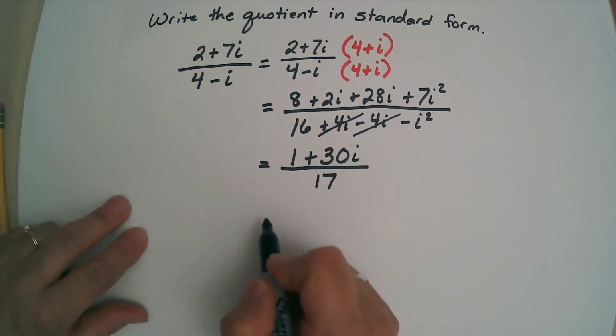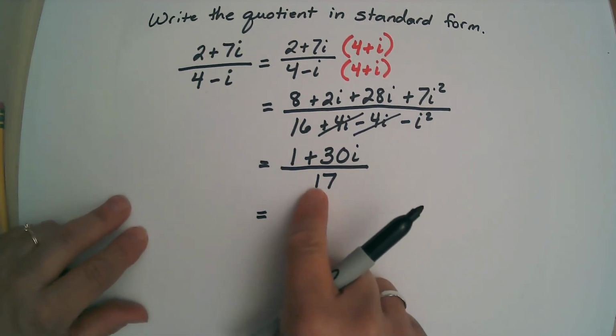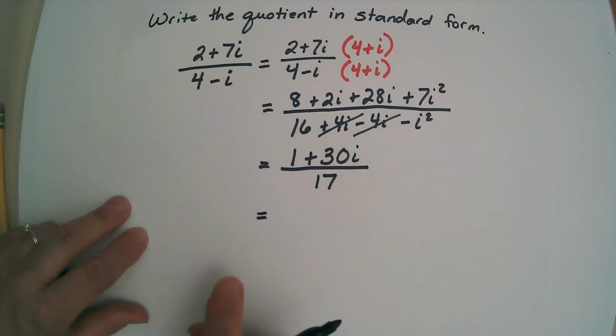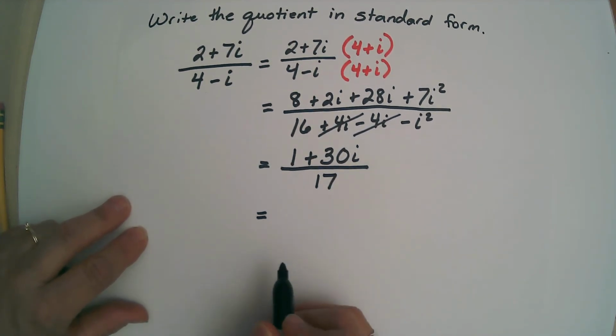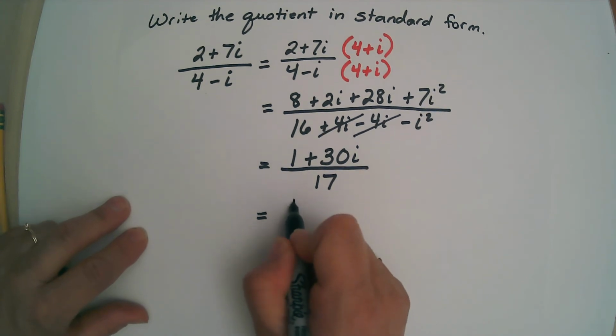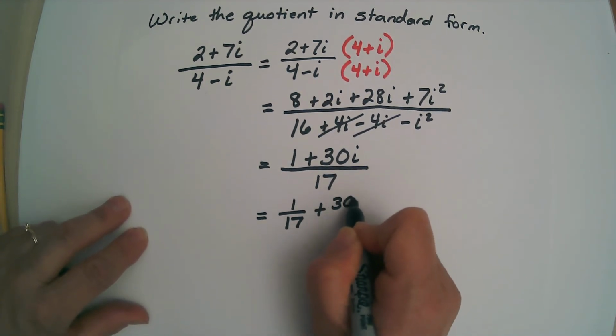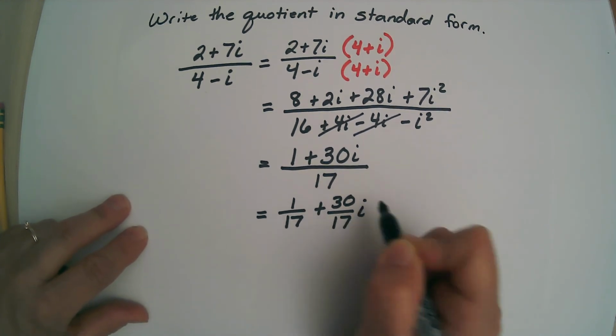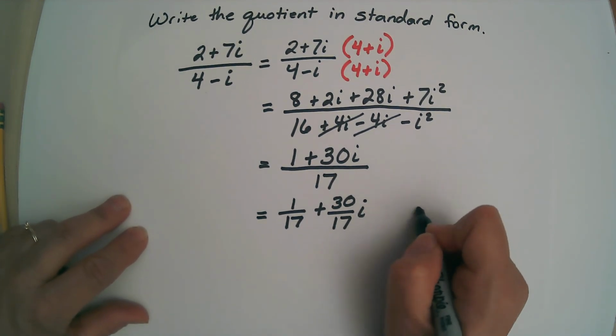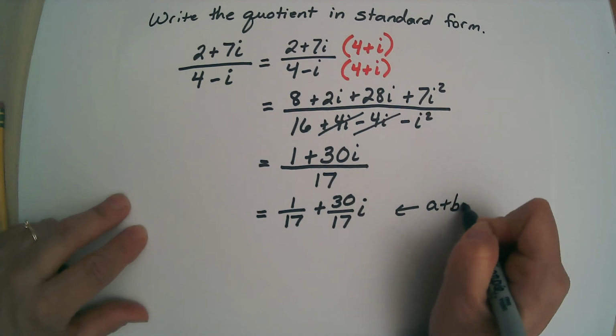And often, for emphasis, we separate these terms over the 17, so the a and the b really stand out. So we would write this as 1/17 plus 30/17 i. So you can really see this in a plus bi form.